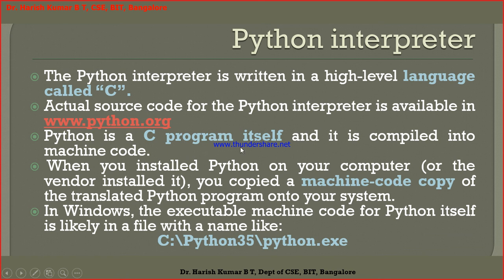Python is a C program itself and is compiled into what? Machine code. It's written as a C program, but it is compiled into machine code, meaning an exe file. So if you install Python, you are having a copy of the Python C program machine code on your system. Say you have installed Python version 3.5, you get python.exe. This is basically the compiled version of the C program, which represents the Python interpreter.